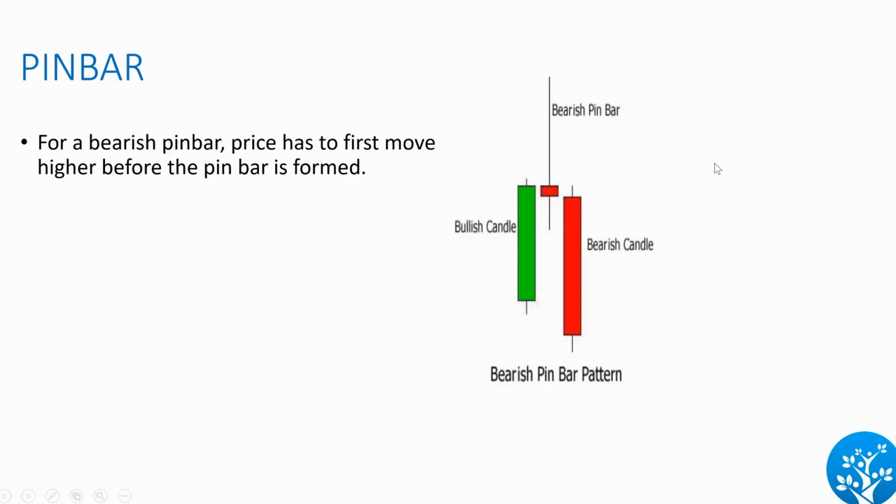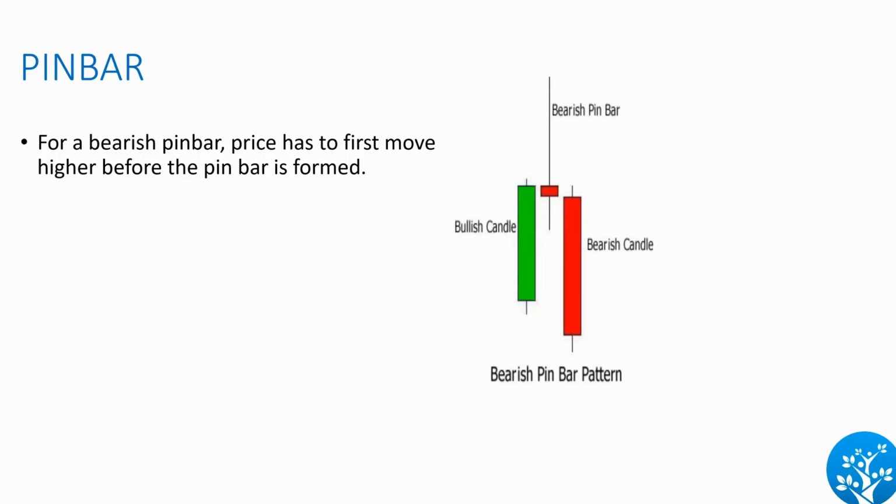So another few points that you need to understand about pin bar are, for bearish pin bar, where the long wick is on the upside, the price has to first be moving up, then a bearish pin bar is formed, then we can expect it to reverse. If the price is moving down and then you see a bearish pin bar, that is not accepted.